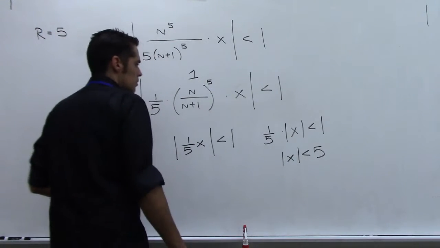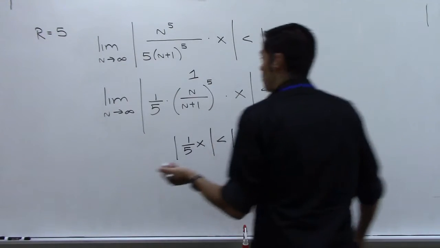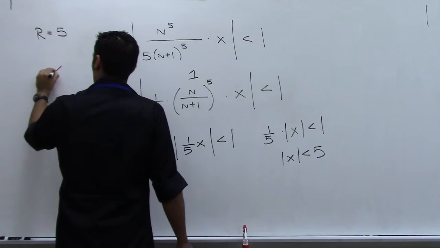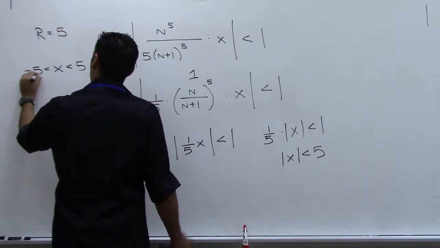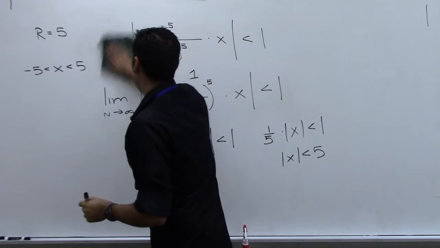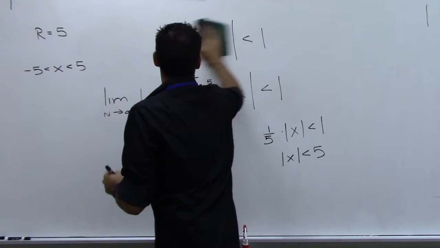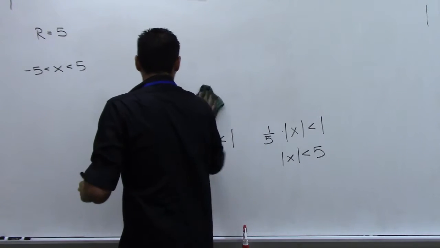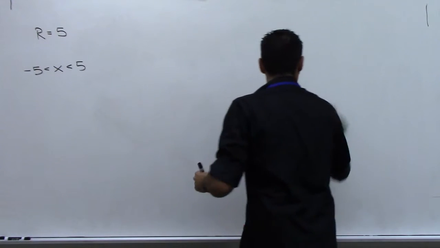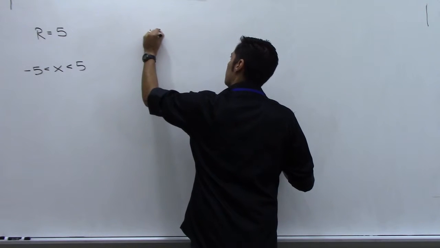And my interval is going to be, at least right now, x must be less than 5, greater than -5. And then what I need to do is check the endpoints. So let's check those. Let's check. I'll do -5 first.